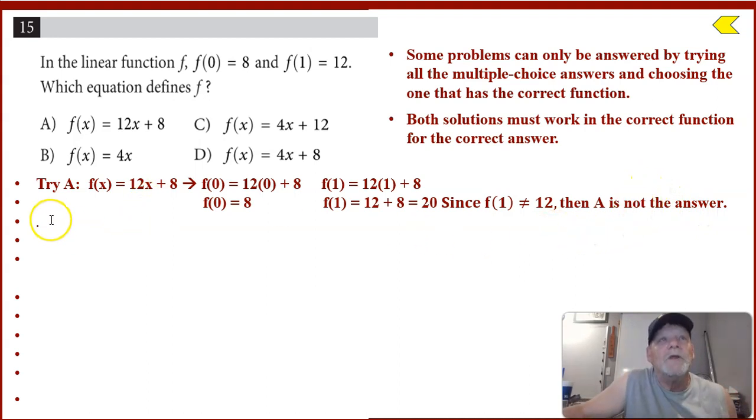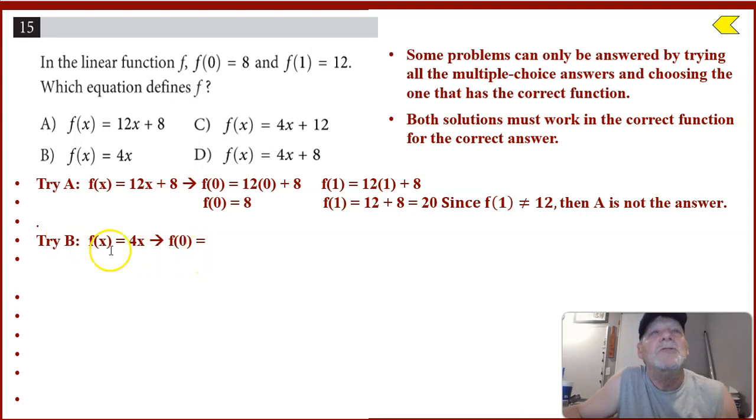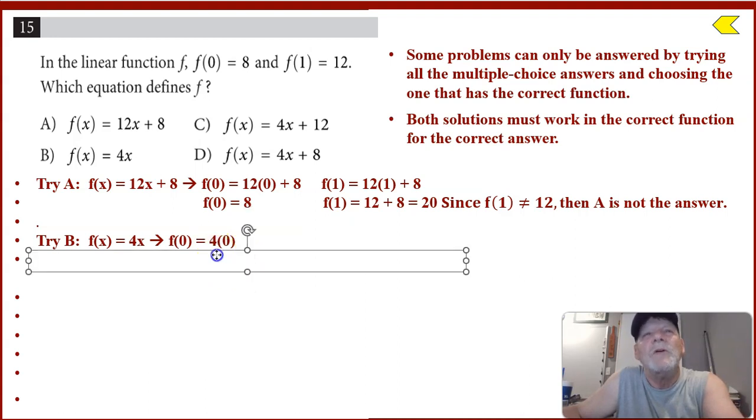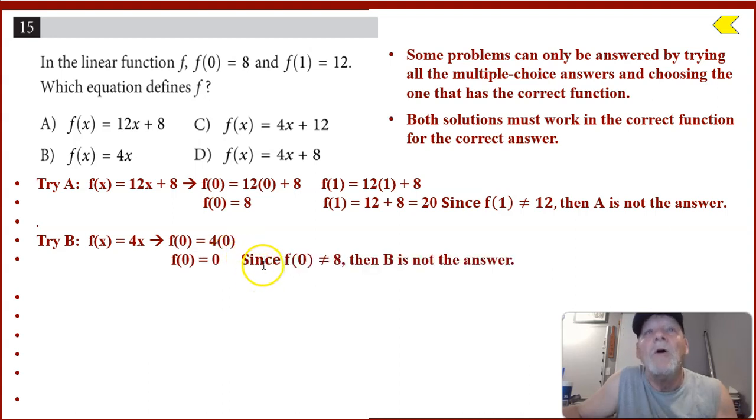All right. Now let's do that same thing for B. So f of x equals 4x is the function listed in B. So f of 0 would be 4 times 0, and that is 0. Well, since f of 0 is supposed to be 8, I know that it's not equal to 8, so B can't be the answer. I've ruled 2 of them out.